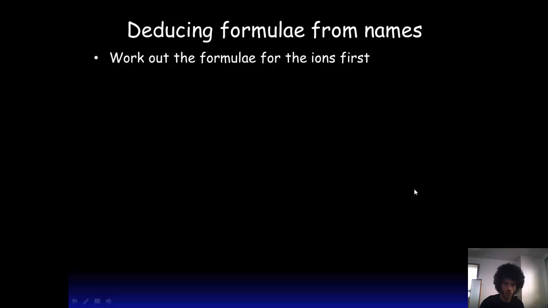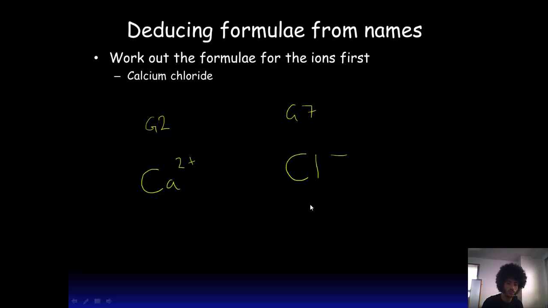Now, if you want to work out the formula from a name, my one big tip here is to work out the formula for the ions first. Okay. Now let's take an example, which is calcium chloride. I want to work out the formula for the ion. So if I look at calcium, calcium's in group 2, so it has to have a charge of 2+. So it'll be Ca2+. Chlorine's in group 7, which is always 1-, because it only needs to gain 1 electron to be happy, so it's just going to be minus. So that would be Cl-.